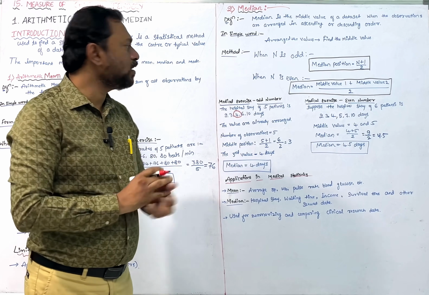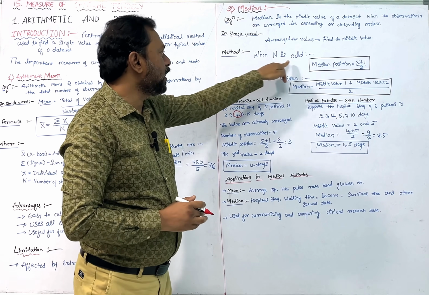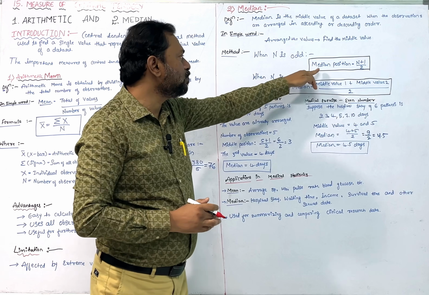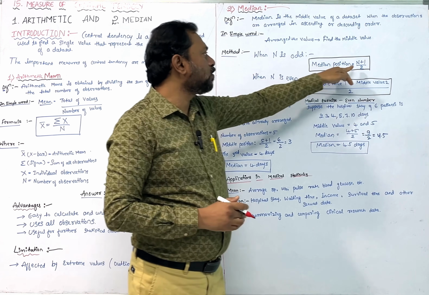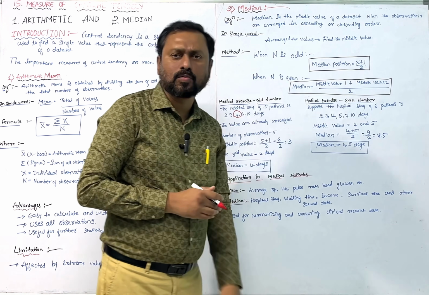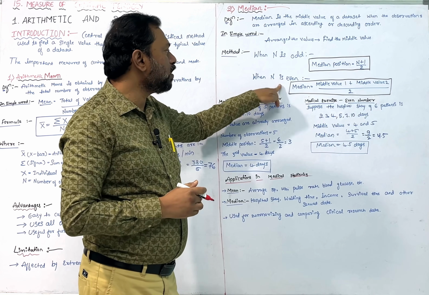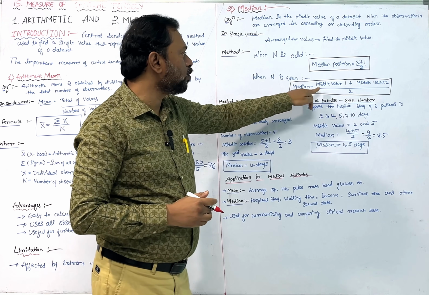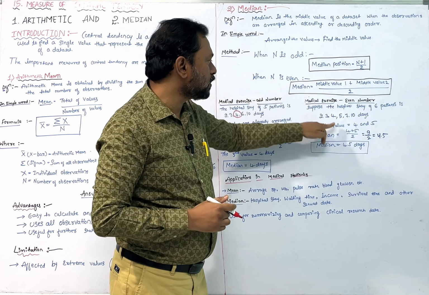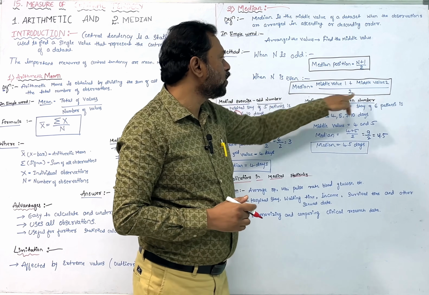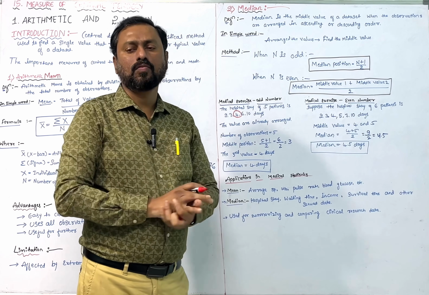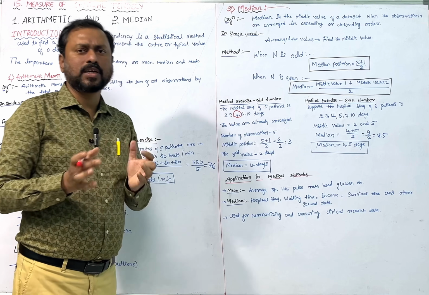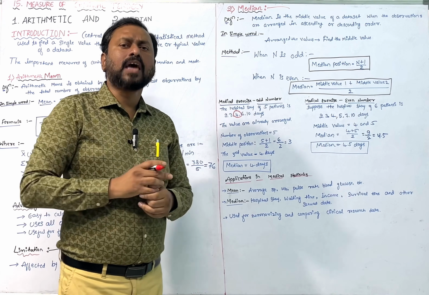Now we will study them one by one. First, when n is an odd number, the median position is equal to (n plus 1) divided by 2. This is the formula. And for the even number formula, median is equal to middle value 1 plus middle value 2, divided by 2. This is the formula. Now we will study by using an exercise.